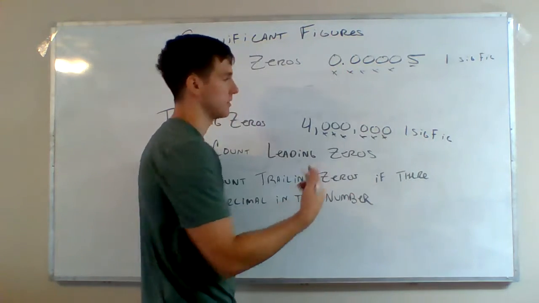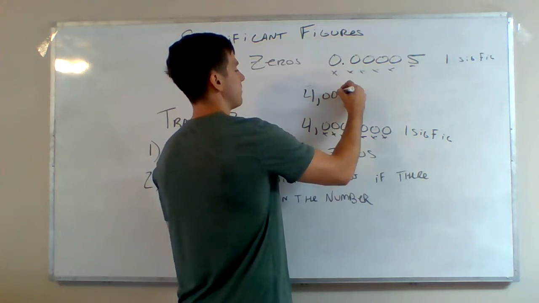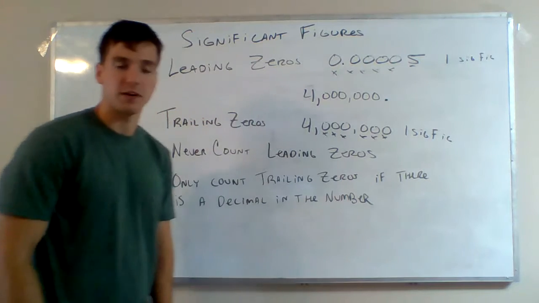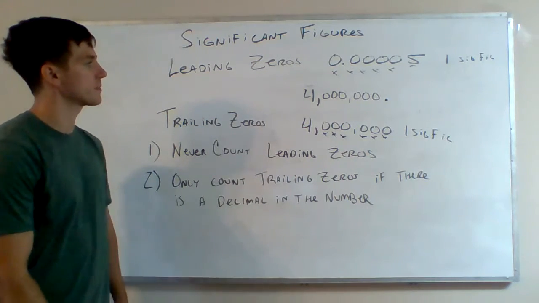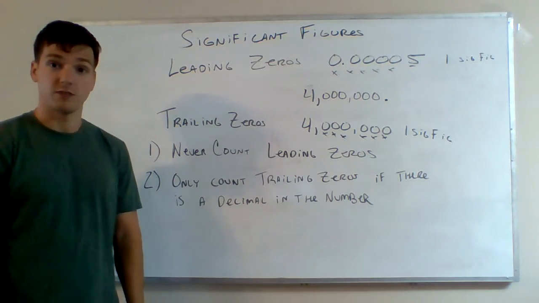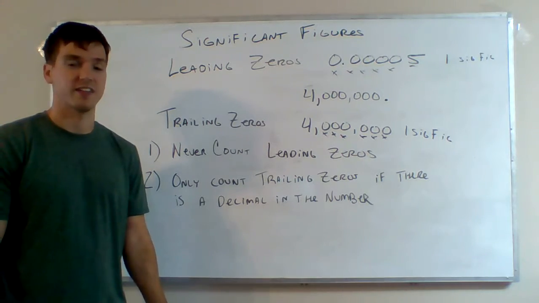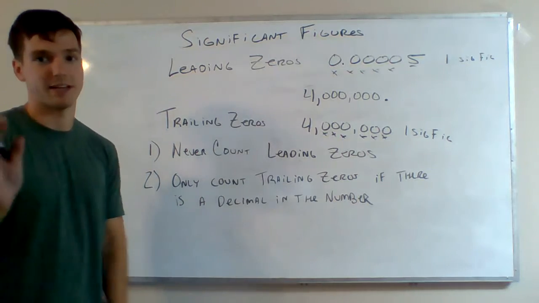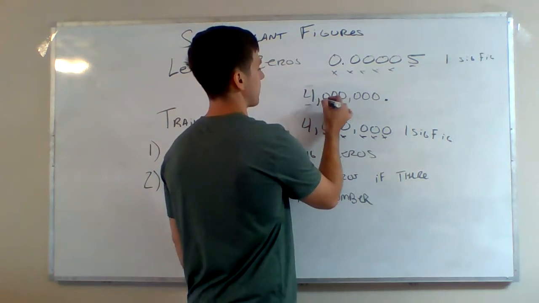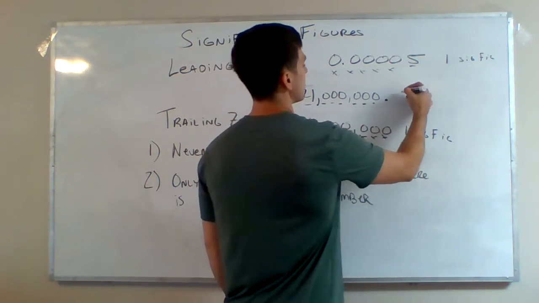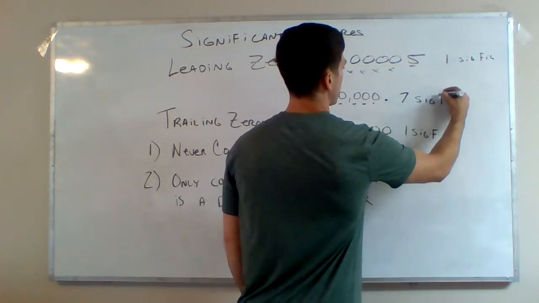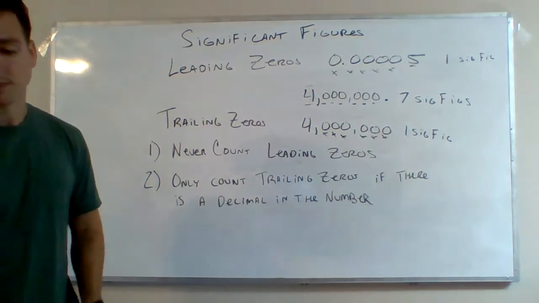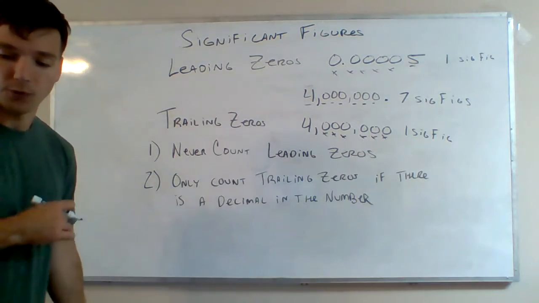But guess what happens if I have the same number and I just have a decimal right there? Well, I don't count trailing zeros unless there is a decimal. So should I count these zeros now? Yep. Now I gotta count all these zeros. So now 1, 2, 3, 4, 5, 6, 7 sig figs.